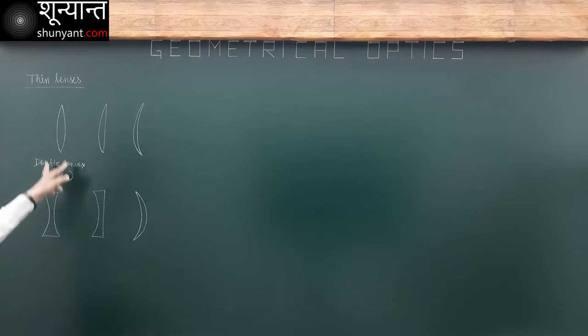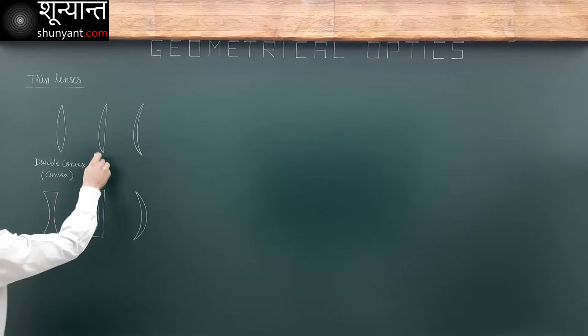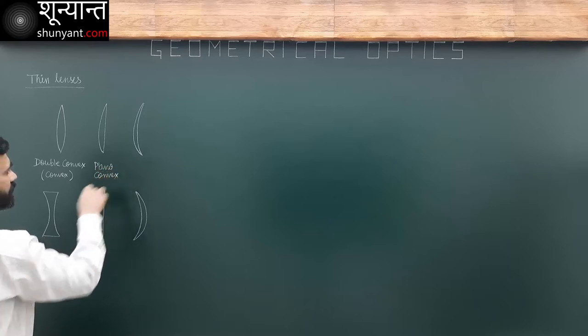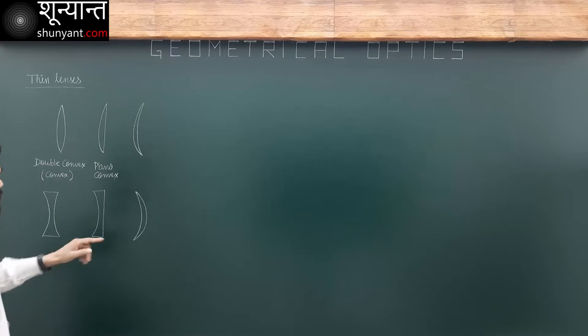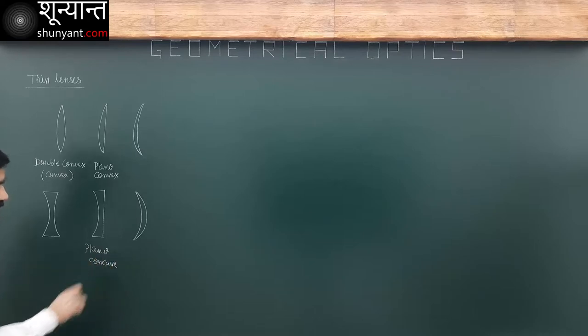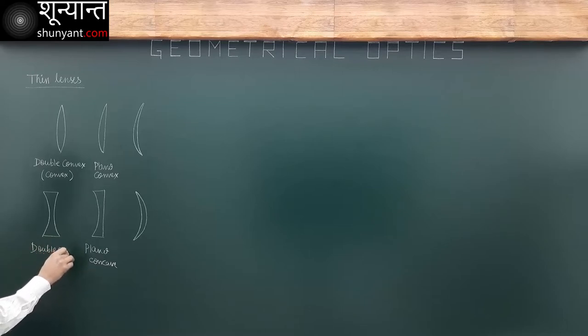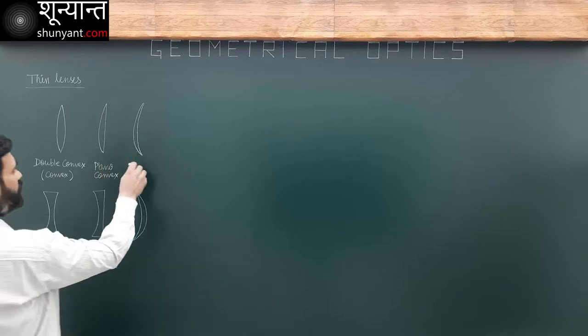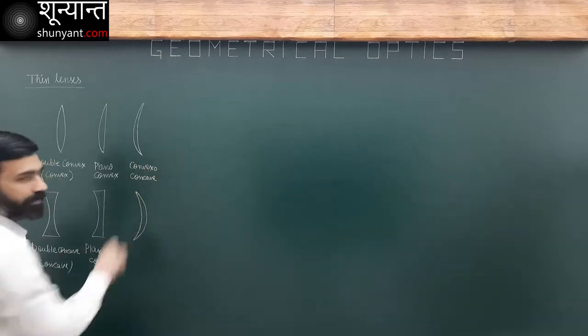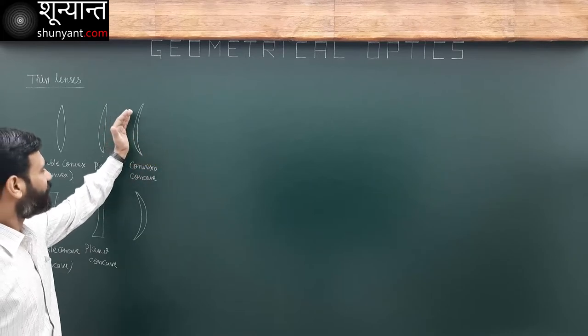Both surfaces are convex, so double convex or simply convex. This is a plano convex, where one surface is plane, the other one is convex. This becomes plano concave. This becomes double concave, or simply concave. This becomes a convexo concave. One surface is convex, the other one is concave.